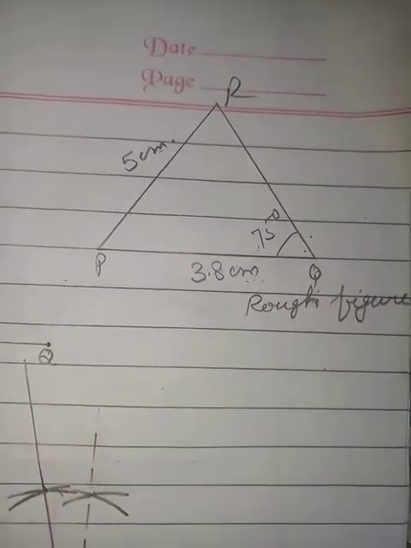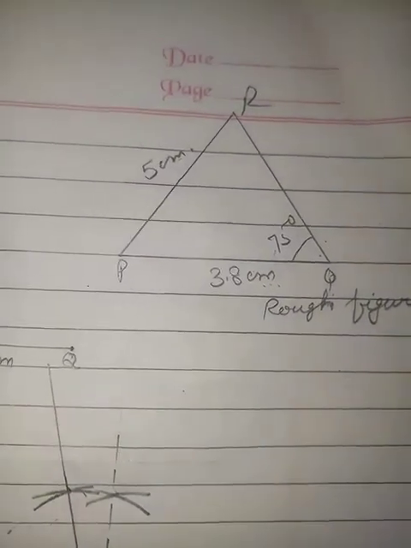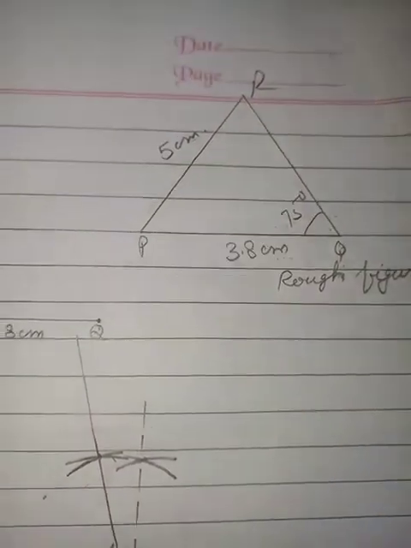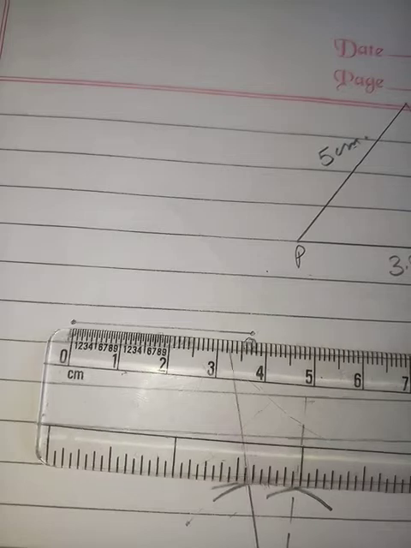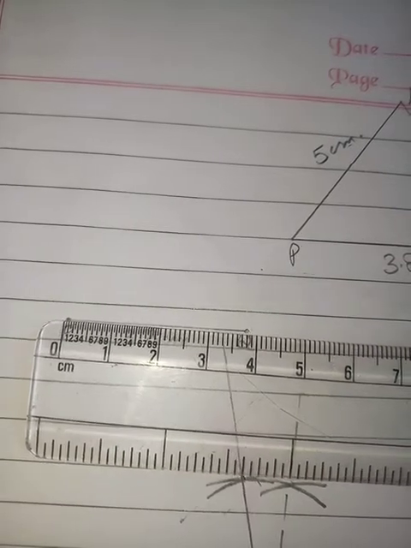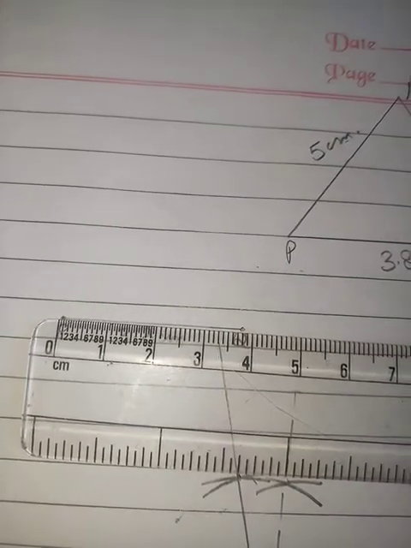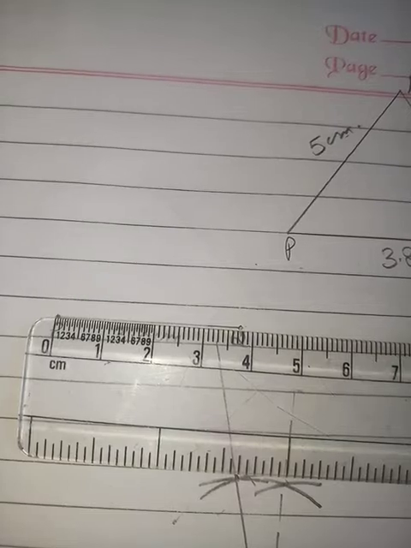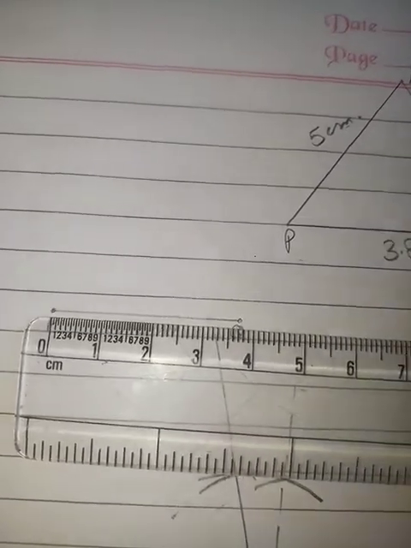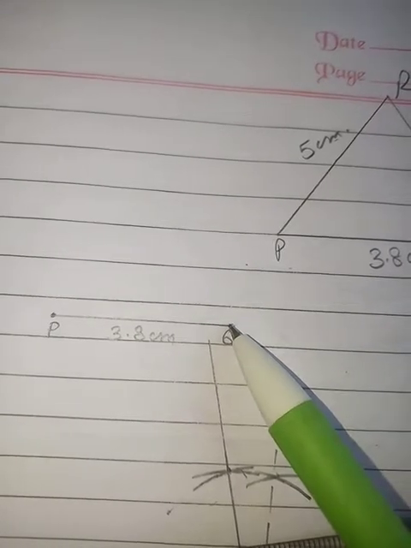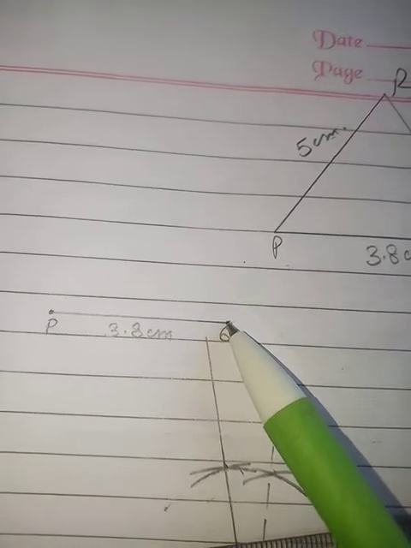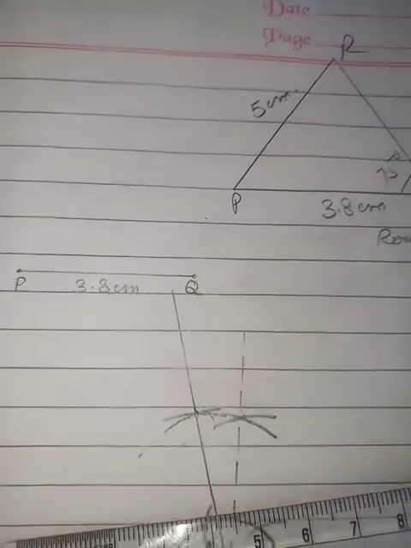Now let's start the construction of it. So first of all what we need to do, we need to draw a straight line. That length should be 3.8 centimeter. So you can see here it is 3.8 centimeter I have already drawn. Okay, now after that, okay, so this is P and this is Q point. So angle of 75 degree should be on this point na? So let's draw the angle of 75 degree.